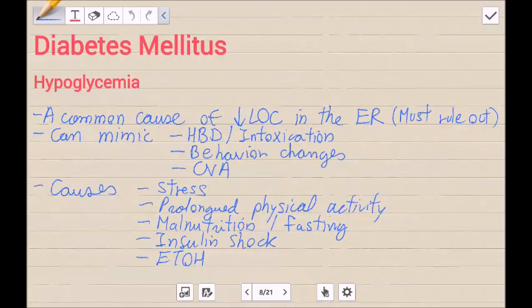Some of the causes can be excessive stress, prolonged physical activity, malnutrition, fasting, or starvation. Insulin shock is a state where the body produces excessive amounts of insulin. So therefore, blood glucose levels are extremely low, almost dangerously low. And alcohol consumption can also lead to hypoglycemia because alcohol prevents the body from breaking down sugar properly to use it.